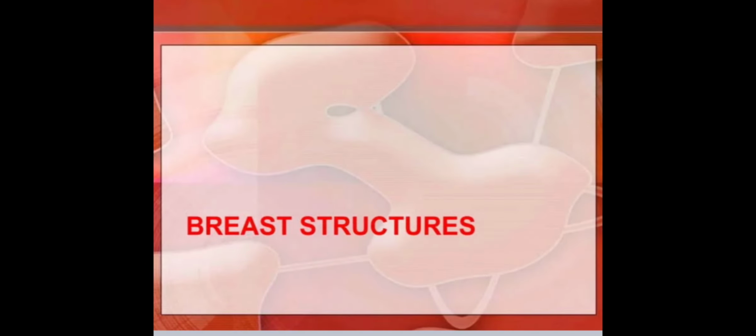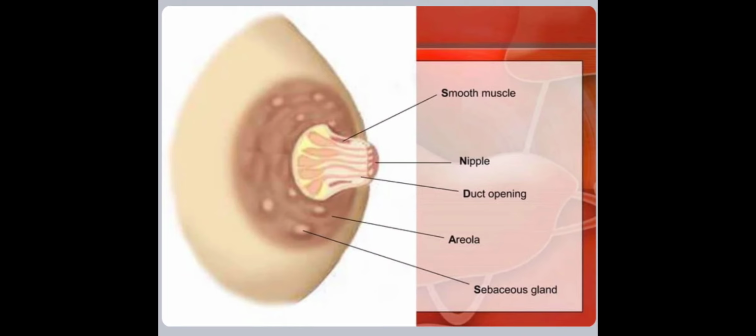So let's discuss the breast structures. Okay, so ito po yung ating breast structures. We have the smooth muscle, the nipple.